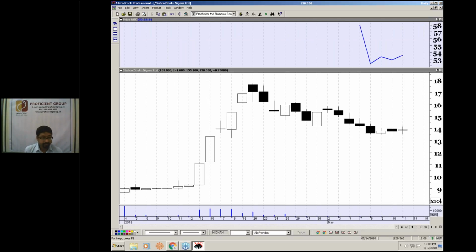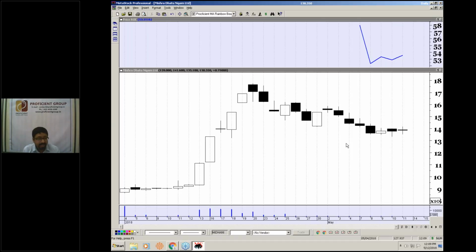Mishra Dhatu Nigam, very new entrant to the stock market, and it was making headlines by virtue of its making upper circuits in the third week of April. After making a high at 170 odd levels, it has entered into a choppy phase, but do not forget about this stock. The stock can again resume its uptrend once this level is taken out, right? This level is at 155 odd level. So keep an eye on this stock.